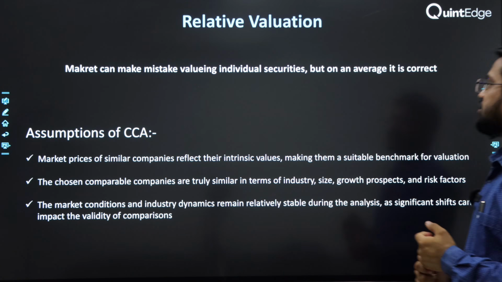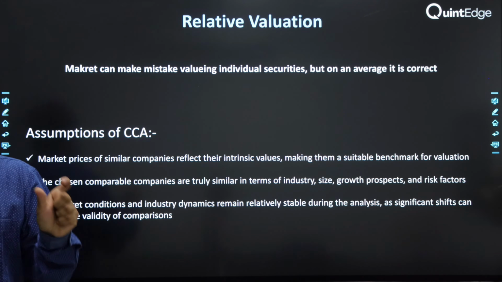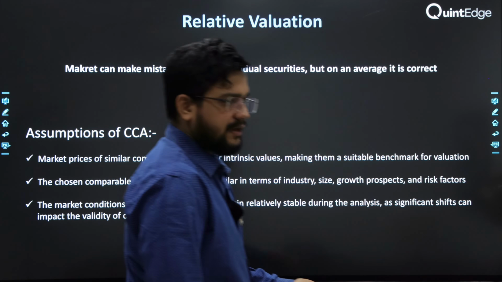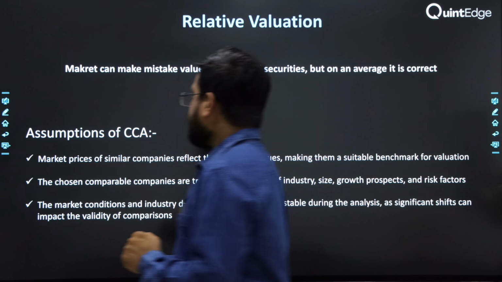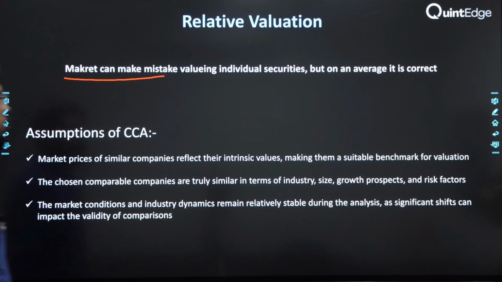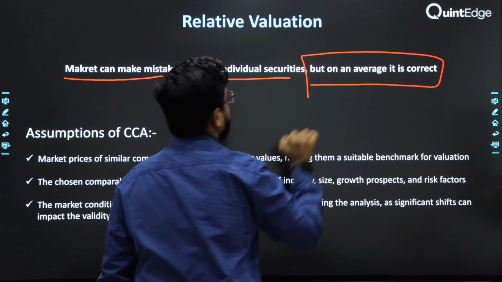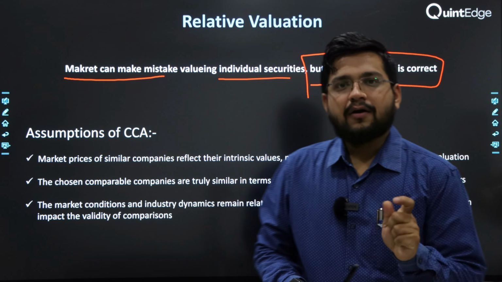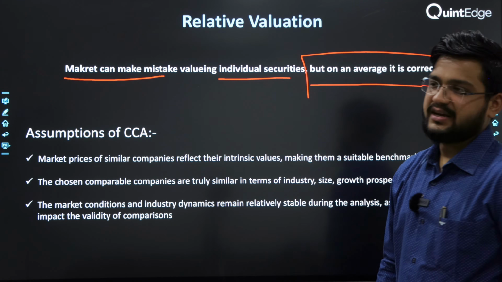Firstly, relative valuation. The reason behind relative valuation is you are saying whatever your competitor is worth, my value should be almost on similar lines, right? So what we do, we say the market makes mistakes in valuing individual securities, but on an average it is correct. So first of all, the basic assumption behind relative valuation is that the market on an average will be correct, right? But individually it can make mistakes.